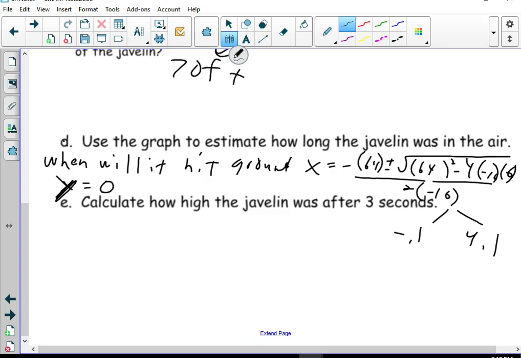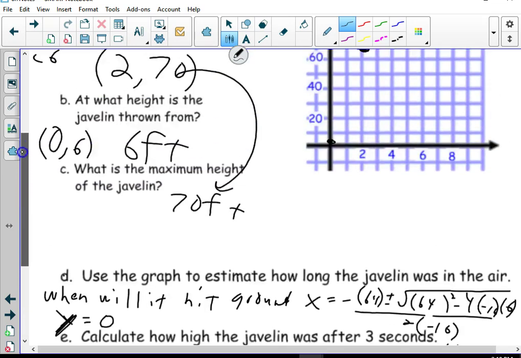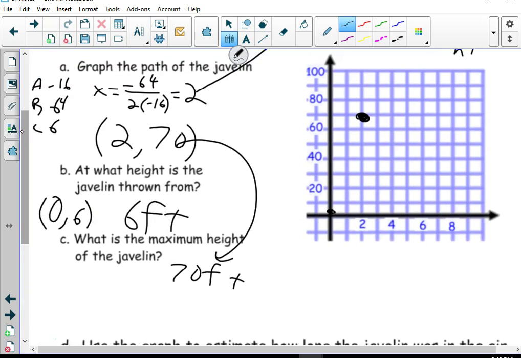Which answer does not make sense? Why? You can't go back in time. Right? But think about it. Isn't 6 feet really close to the ground? And negative 0.1 is really close to here. In other words, if we completed this arc, it would take about negative 0.1 to hit back on the ground. So if I dropped it, how long would it take to drop? Negative 0.1. Theoretically, but it doesn't happen.